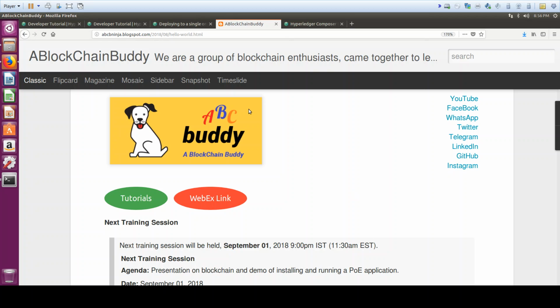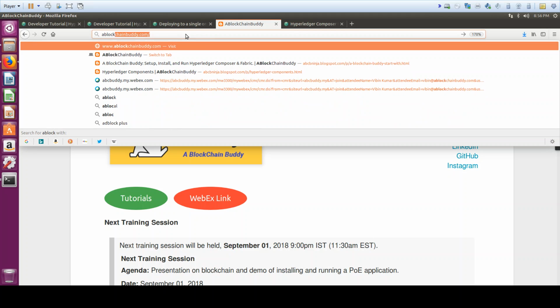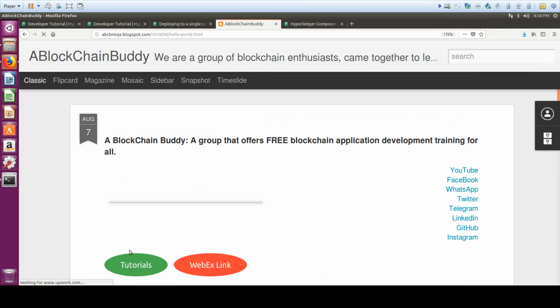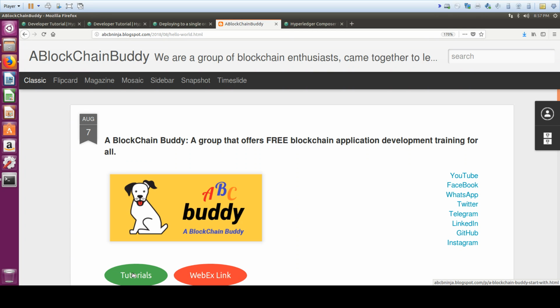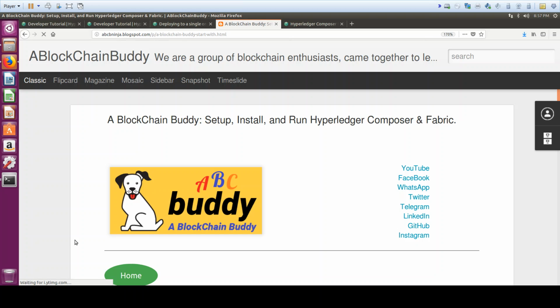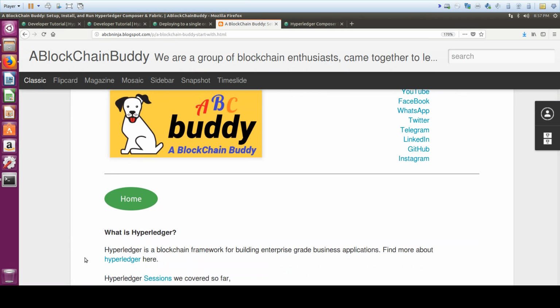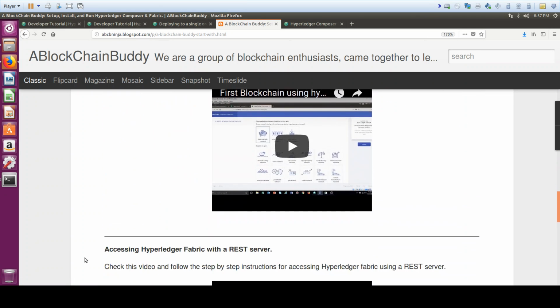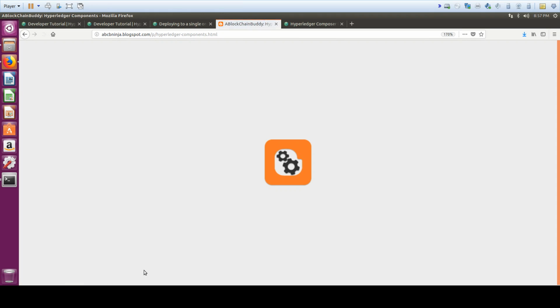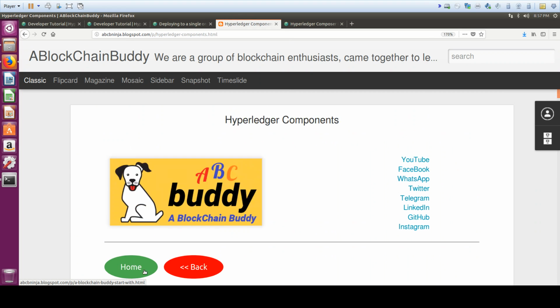If you go to our main page, that is blockchainbuddy.com, there is a tutorials link in the main page. Click that tutorials link. It will open various tutorials that we have already covered. Down there is a link, Hyperledger components. If you click that link, the Hyperledger components page gets opened.